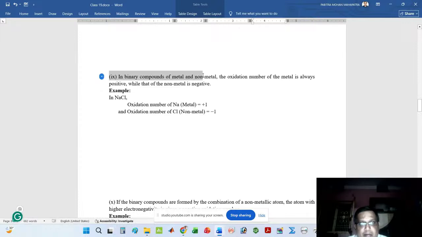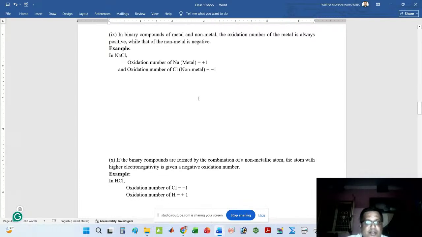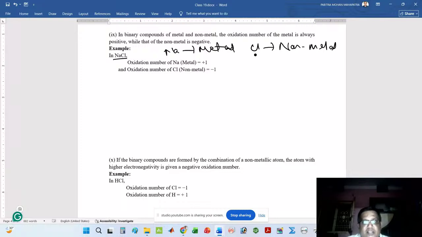In a binary compound of a metal and non-metal, the oxidation number of the metal is always positive, while that of the non-metal is always negative. Remember, in a compound, if a metal atom is present, the metal atom must carry the positive oxidation state and the non-metal carries the negative oxidation state. Take an example, NaCl. In NaCl, sodium is the metal and chlorine is the non-metal. The non-metal always carries negative, the metal always carries positive.